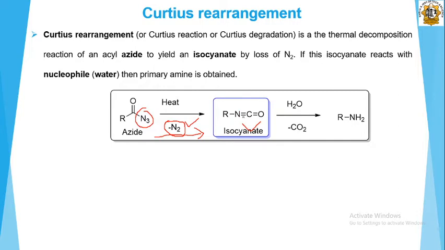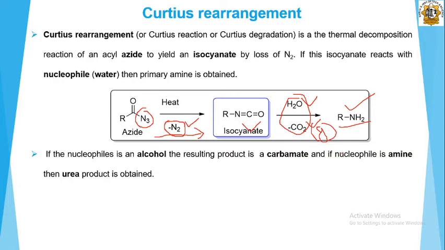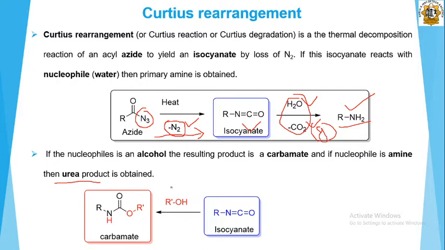This is a favorable reaction, and if you treat it with nucleophiles, you will get the product accordingly. In this case, water is the nucleophile, so you get a primary amine and CO2 as a gas. Again, CO2 is quite stable, so the reaction will proceed further. If the nucleophile is an alcohol, the resulting product is a carbamate, and if the nucleophile is an amine, then a urea product is obtained. Suppose you have an isocyanate and you treat it with alcohol, then you will get a carbamate like this.